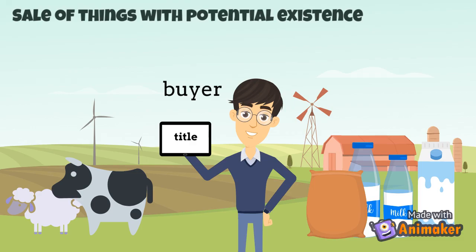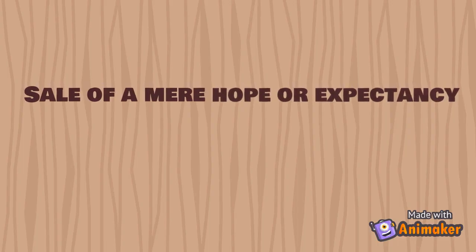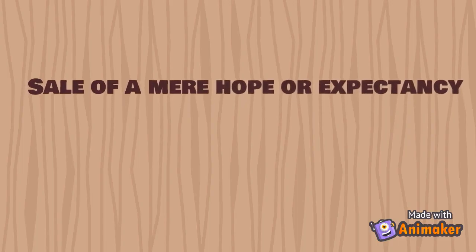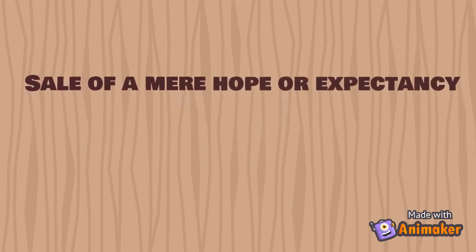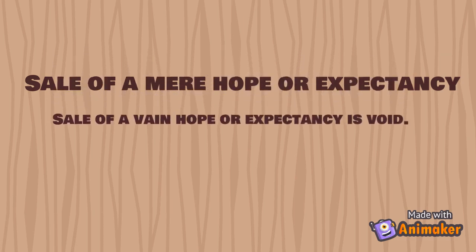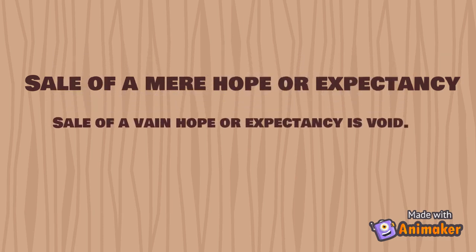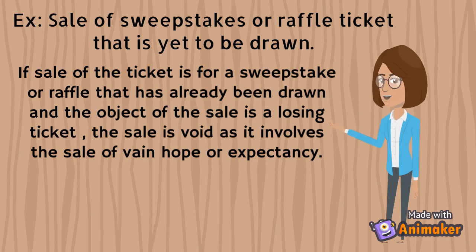Sale of a mere hope or expectancy. The sale refers to an expected thing which is not yet in existence, and not to the hope or expectancy which already exists, in view of the condition that the thing will come into existence. But the sale of a vain hope or expectancy is void. Example: sale of a sweepstakes or raffle ticket that is yet to be drawn.